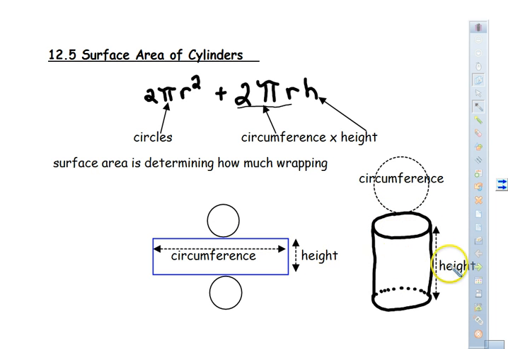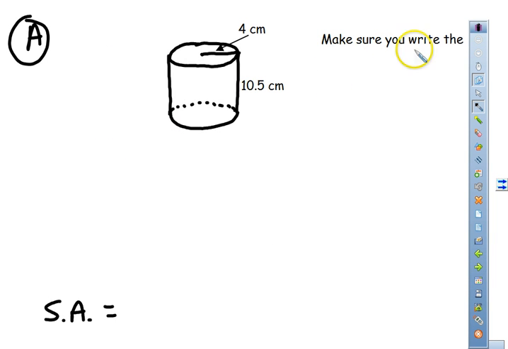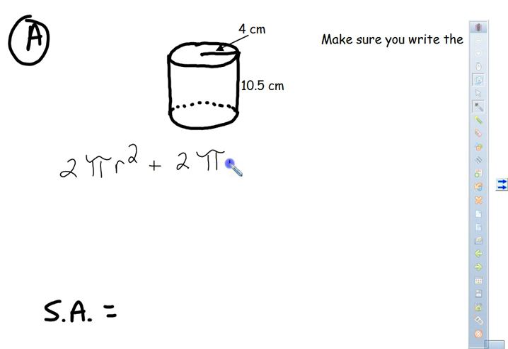So let's go ahead and try a couple problems using our formula. And again, make sure you write the formula down. For some reason, some of this isn't popping up on here. So it is supposed to say make sure you write the formula and show your work. So go ahead and do that. I'm going to help you by writing the formula down, which is again 2 times pi r squared plus 2 pi r times the height. So go ahead and hit pause and solve that.